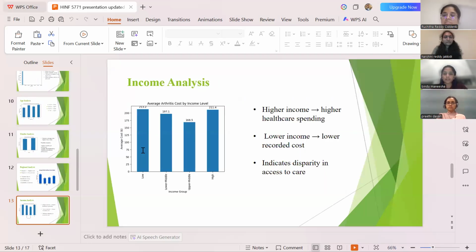And coming to the next, the income analysis, from our data trends in this income analysis, we observe that lower income groups have very low or near zero cost, but some higher income groups show cost of about $300 to $400. This graph indicates that higher income groups tend to spend more on healthcare, while lower income groups may have limited access.